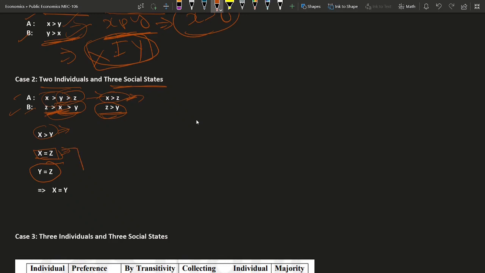Using the transitivity rule, we conclude that X is equal to Z and Y is equal to Z. That means X is equal to Y. But we have seen earlier that X is preferred unanimously in both cases over Y, and we are not getting this result. So this is the impossibility.